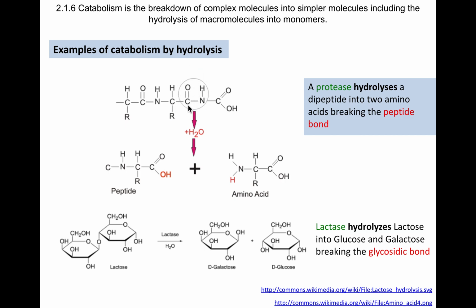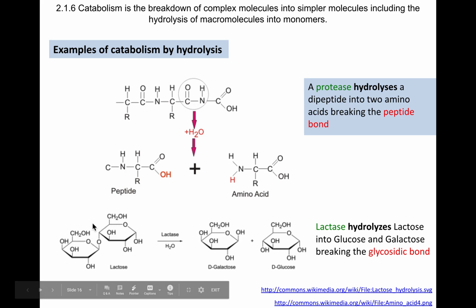There's going to now be an OH coming off of this carbon and an H coming off of this nitrogen. So you can see them in red here. And now they are monomers, and they are separated into individual amino acids, and that peptide bond that was here originally in the circle has been broken. So an example of that in real life would be lactose, which is a type of protein. The enzyme lactase is going to add water, and that's going to split them apart right here. So now we're left with 2 separate amino acids.